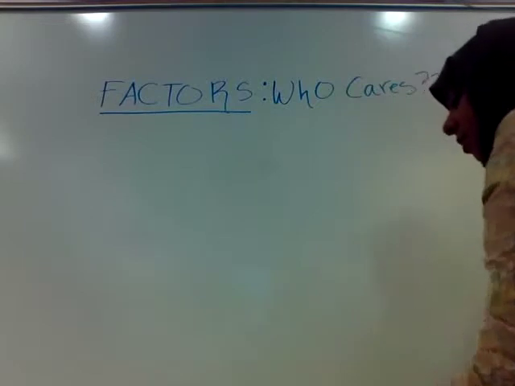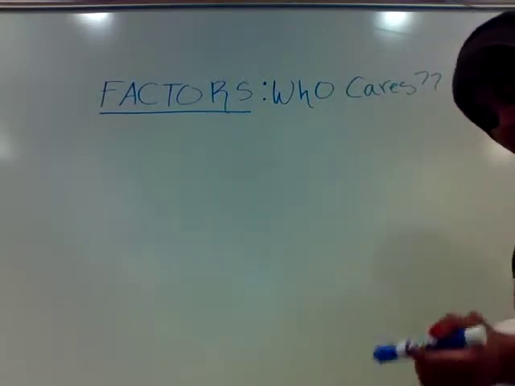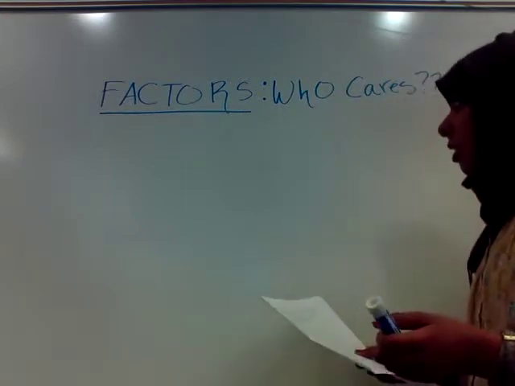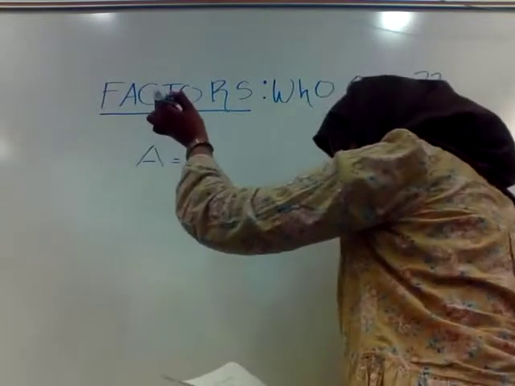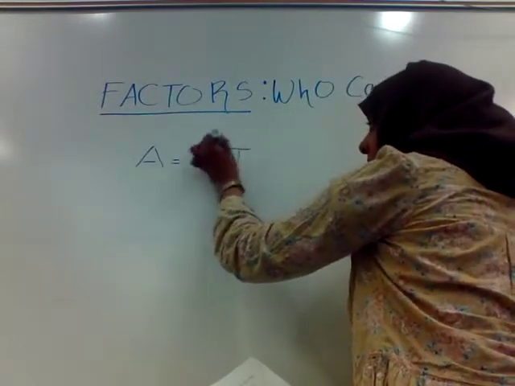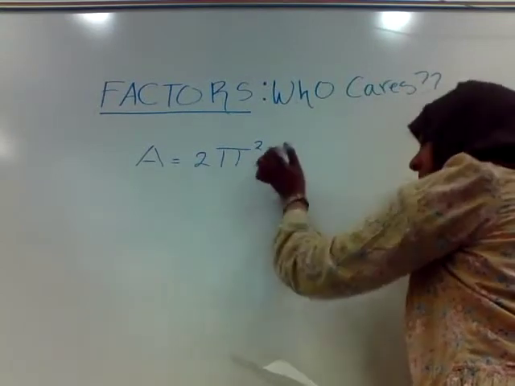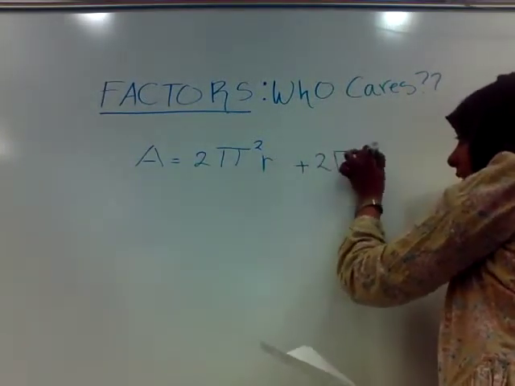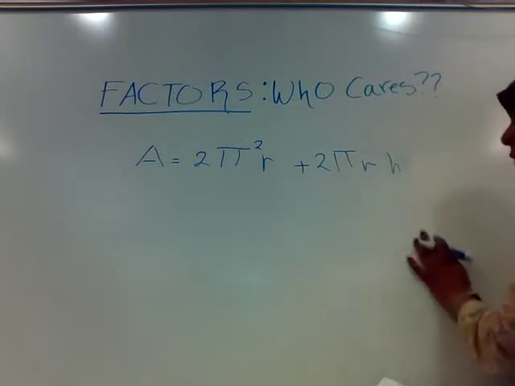The last example, in order to solve using factoring, is solving equations for a variable. As an example, A equals 2πr squared plus 2πrh. And now we're going to solve this equation to find h.